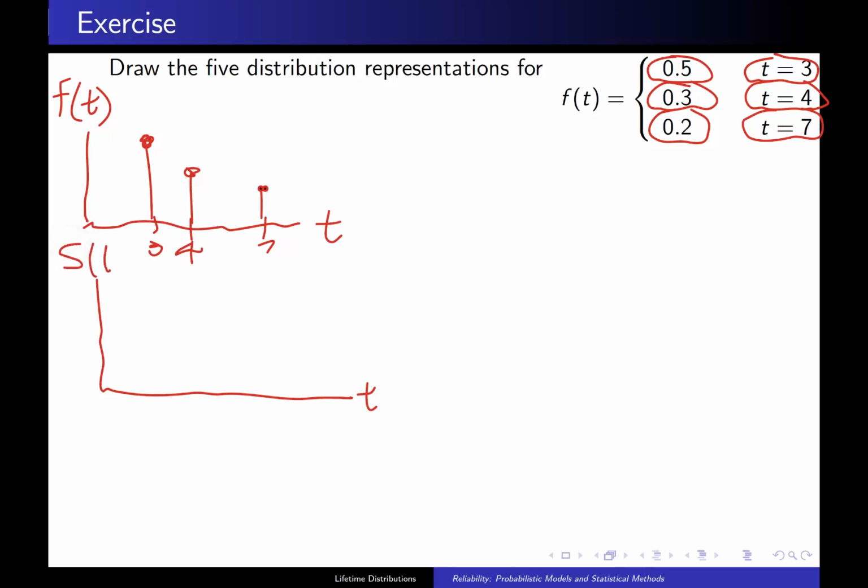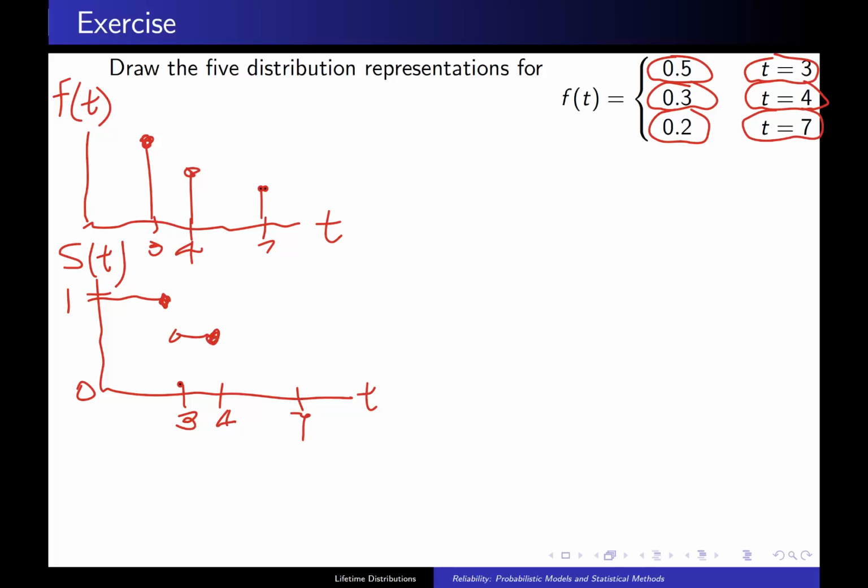This will be the survivor function, and survivor functions, of course, are defined between 0 and 1. Put our mass values back in there: 3, 4, and 7. The survivor function is going to start out at 1 until it gets to 3. And when it gets to 3, you're going to have a closed circle, and it's going to drop by 0.5. And then at 0.5, it goes across until it hits 4.